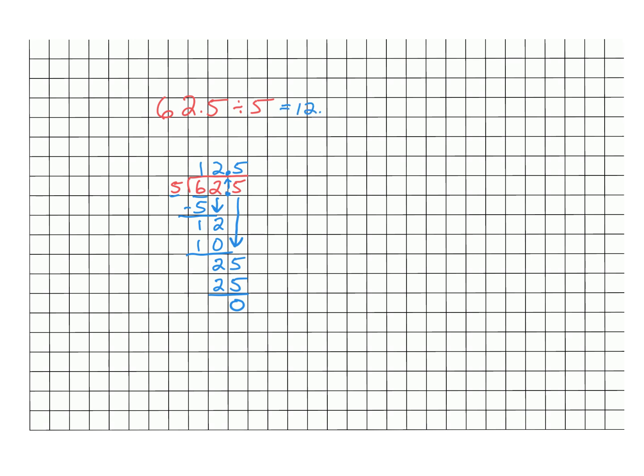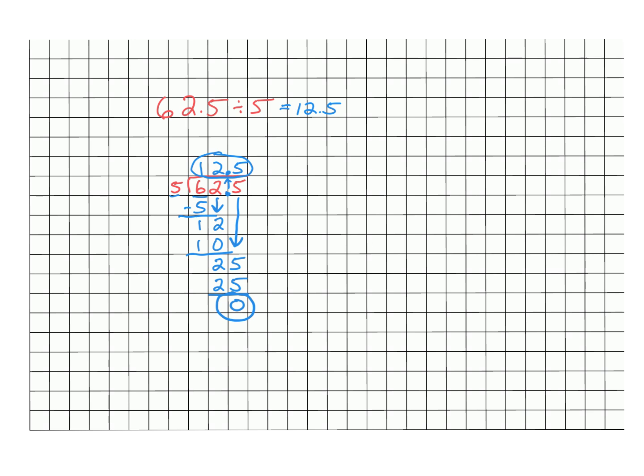62.5 divided by 5 is equal to 12.5 because I just took the decimal point and put it straight up where it was in 62.5. Notice that I got a remainder of 0. Whenever dividing decimals, I'm always going to end up with a remainder of 0. And we'll talk about that as we go.